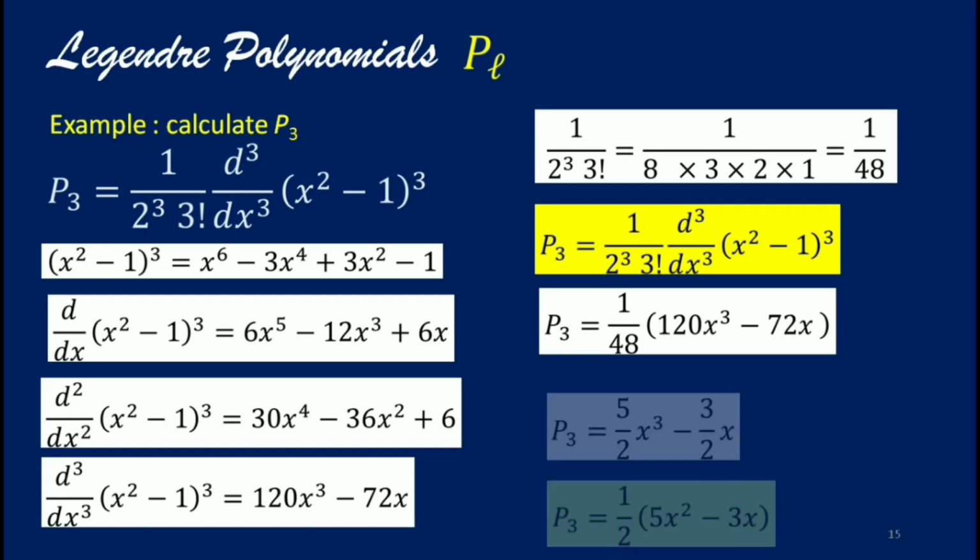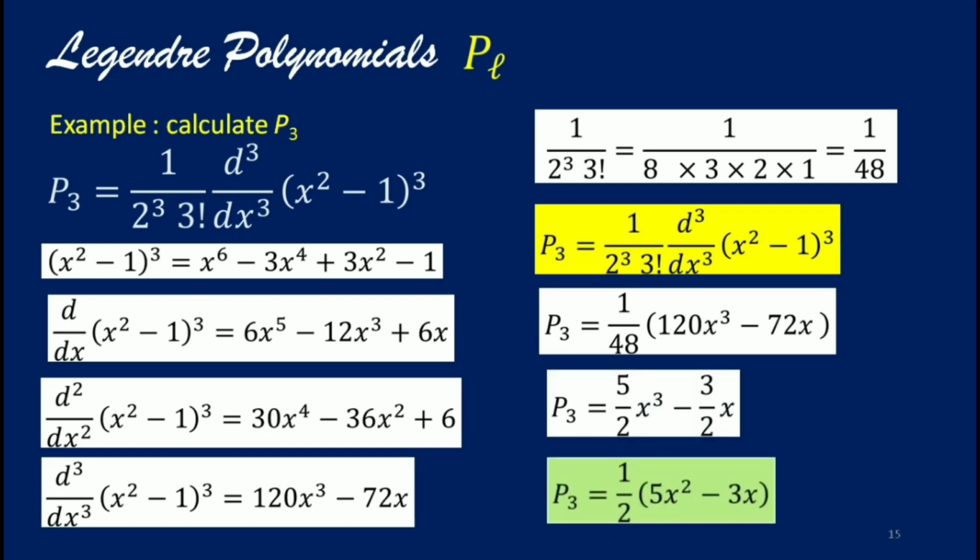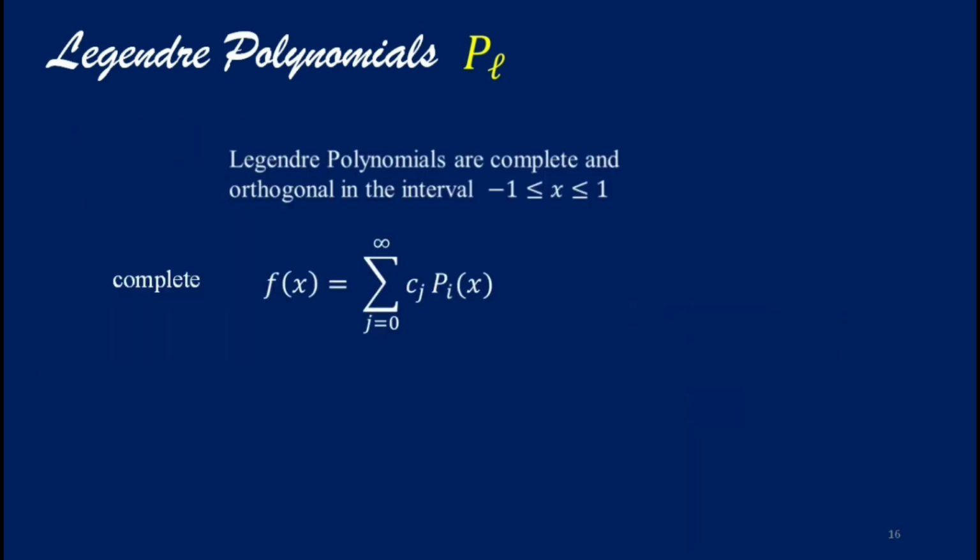So writing it as a function, P3 equals 5 upon 2 x cubed minus 3 upon 2 x, and P3 equals 1 half x times (5x squared minus 3), taking x by 2 common. So this is the required solution for P3. Similarly, we can write P4, P5, P2, P1, anything.